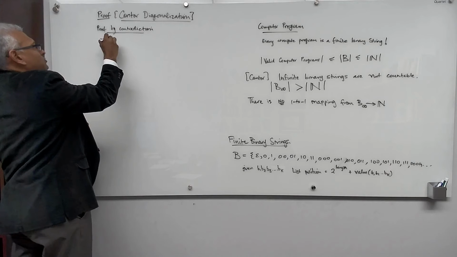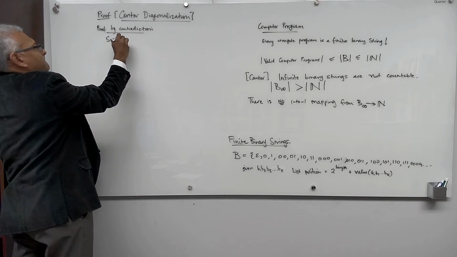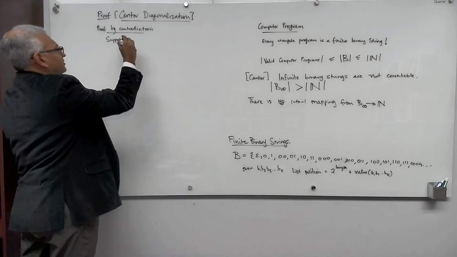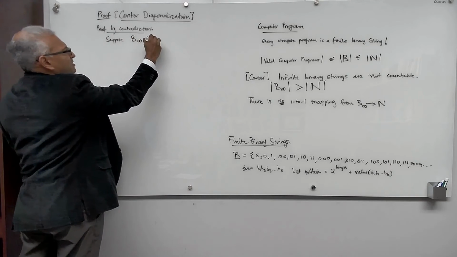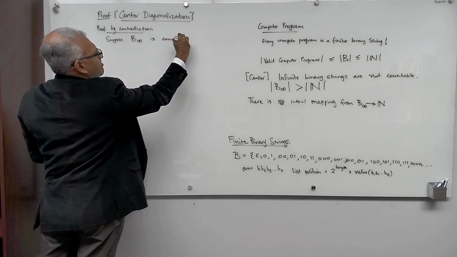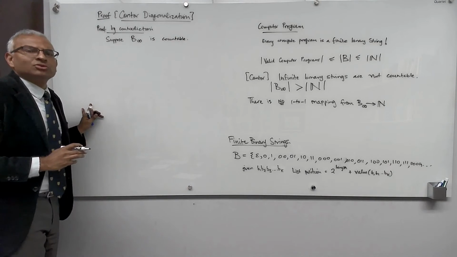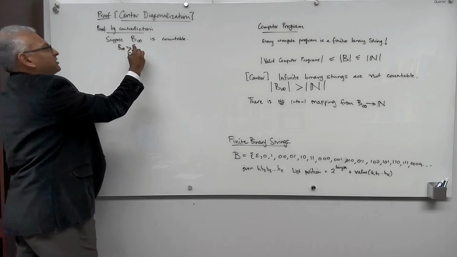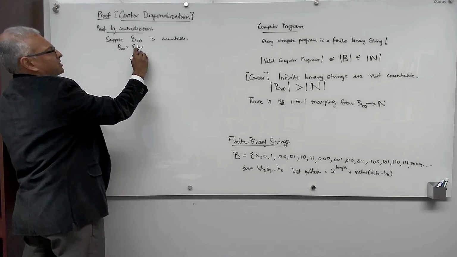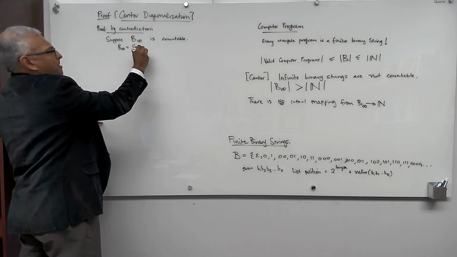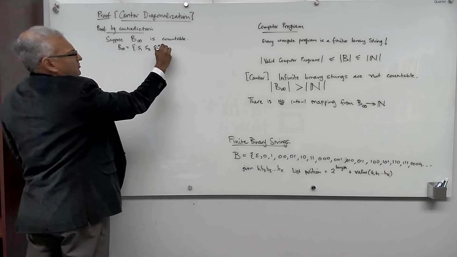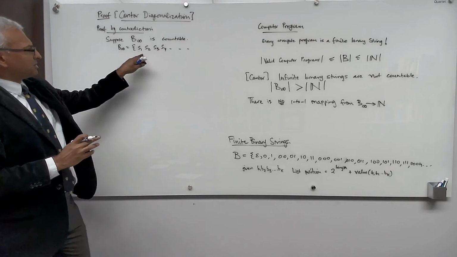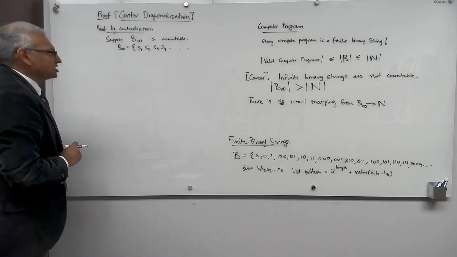Okay, so suppose the set of infinite binary strings is countable. B infinity is countable. Okay, that means you can list it. So B infinity is equal to a list of infinite binary strings. Let's call the strings S1, S2, S3, S4, and so on. Okay, that's the list method. You can list it. This implicitly defines the injection.